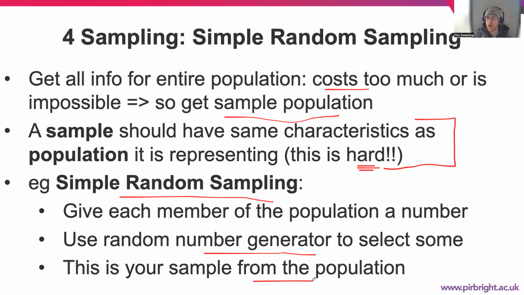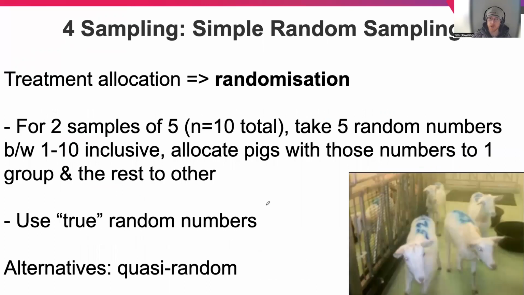So remember that when we're doing sampling, what we're really thinking about, if we have different groups, is allocation. We're trying to think about how we can incorporate randomization and indeed blinding into our experiments to prevent bias. So if we have 10 samples in total, we could take 5 random numbers between 1 and 10 and allocate pigs with those numbers to one group and the rest to the others. We want to use true random numbers, and that's a more nuanced area, but there are quasi-random numbers as well. But using R code is one simple way of achieving that.